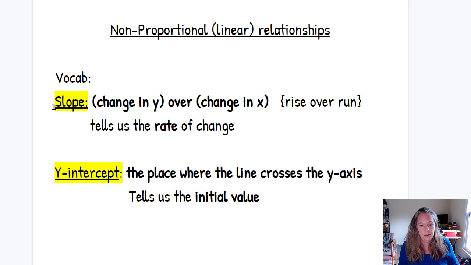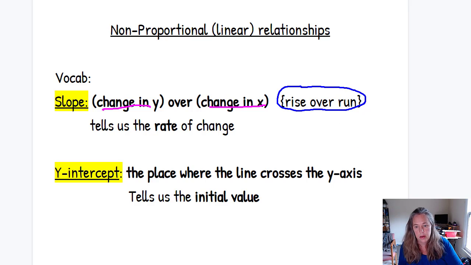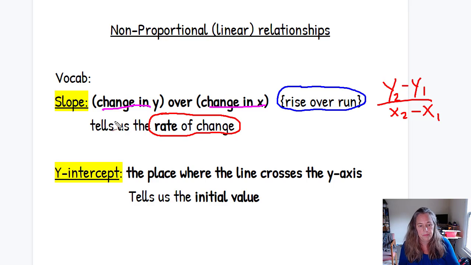We have two vocabulary words. One is slope, which you know, and I have it written here a couple different ways for you. We have change in y over change in x. Okay, we also have it expressed as rise over run. And you can also, if you want, express it as y2 minus y1 over x2 minus x1. All of these are three different ways of telling us the rate of change.